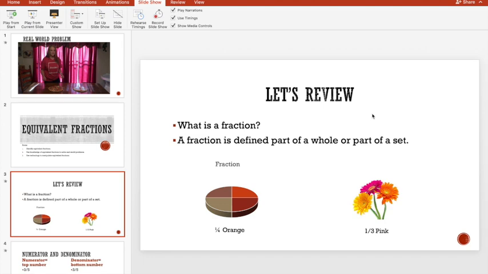On the first example, I have a whole circle. The circle is divided into 4 equal parts. If I want to know what fraction of the circle is orange, I would tell you 1/4 of the circle is orange because 1 part out of all 4 parts is orange. Now if you look at our set of flowers, I have 3 flowers in the set. If I want to know what fraction of the flowers is pink, I would tell you 1/3 of the flowers are pink because only 1 out of the 3 is pink.